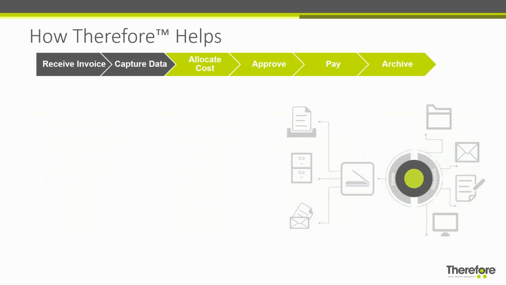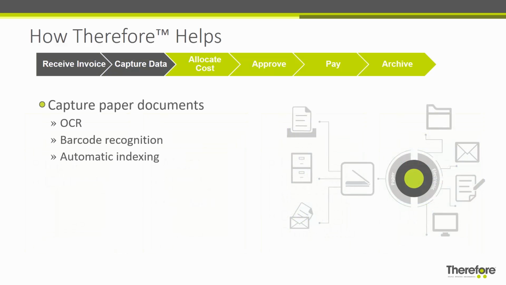Sure, no problem. So in that case, let me get started with the capture part. In the demo we're about to show you, we're going to be looking at capturing both paper and electronic documents. When we capture paper documents, we have the option to use OCR and barcode recognition to pick up data from the document and use that for automatic indexing.